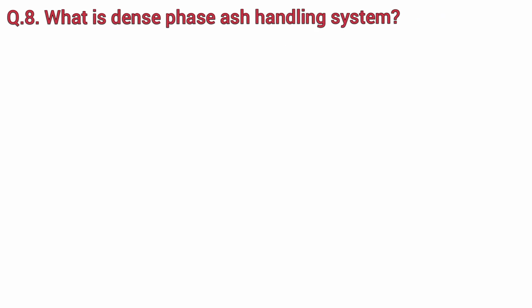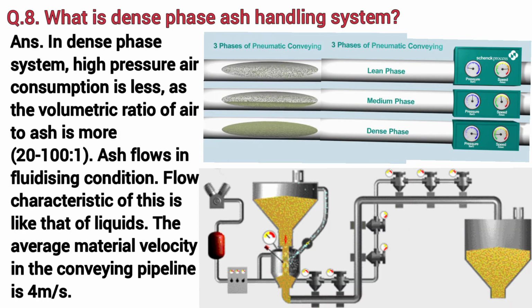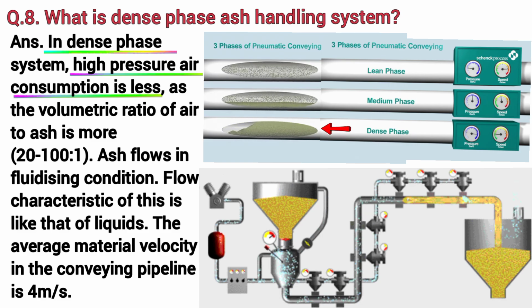What is dense phase ash handling system? In dense phase system, high pressure air consumption is less, as the volumetric ratio of ash to air is more, 20 to 1. Ash flows in fluidizing condition. Flow characteristic of this is like that of liquids. The average material velocity in the conveying pipeline is 4 meters per second.